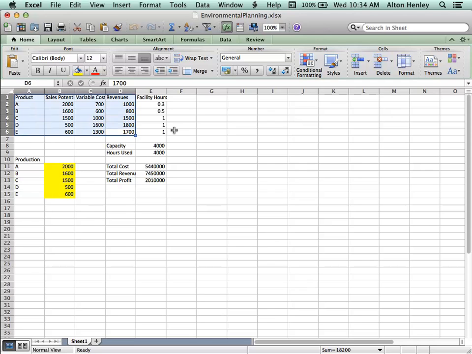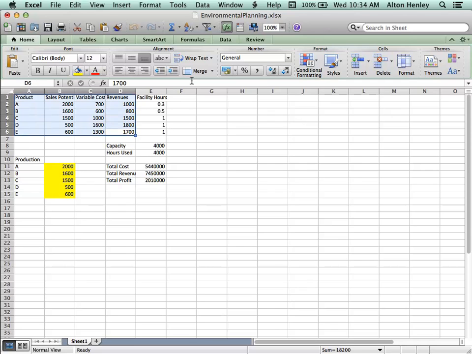And again, it doesn't make any sense to make more product than you can sell, so that serves as an upper limit on your decisions. Your variable cost is the amount, of course, that it will cost you to produce 1 unit of each item, and your revenue is the amount of money you can make off of 1 unit of each item. So the profit for each item would be the difference between those two.